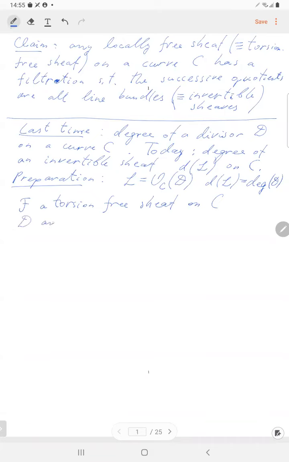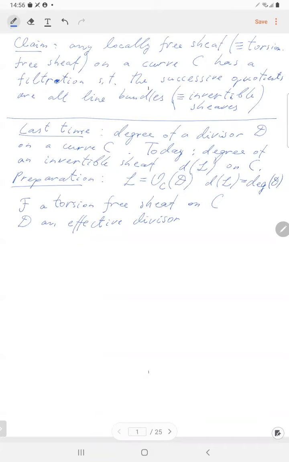Student: Why is it essential that it is torsion-free? Does it somehow affect the general construction? You mean F or whom? F. Well, I didn't say anything yet, so the question does not make sense yet. Well, let me say something first.